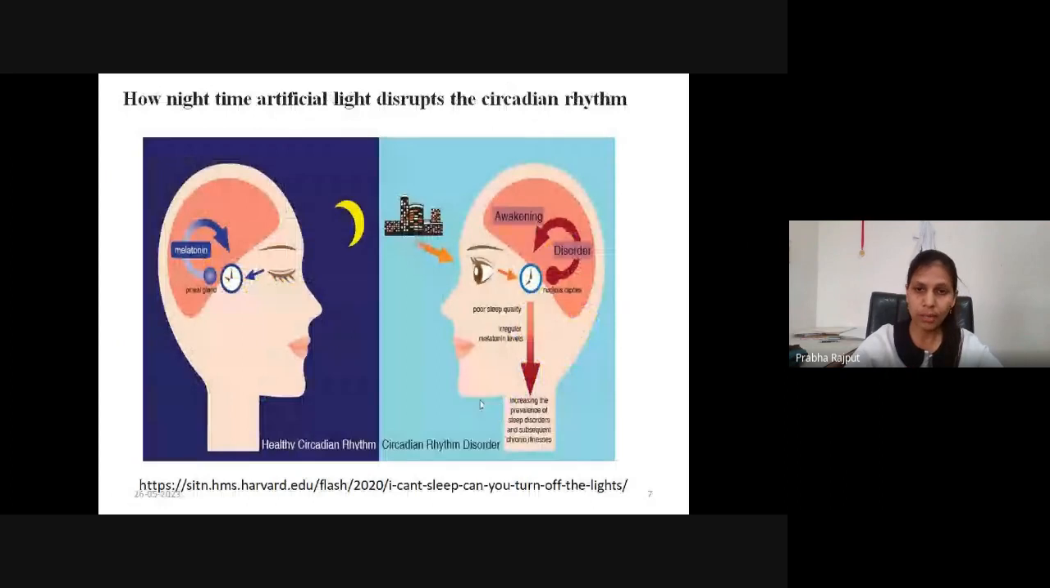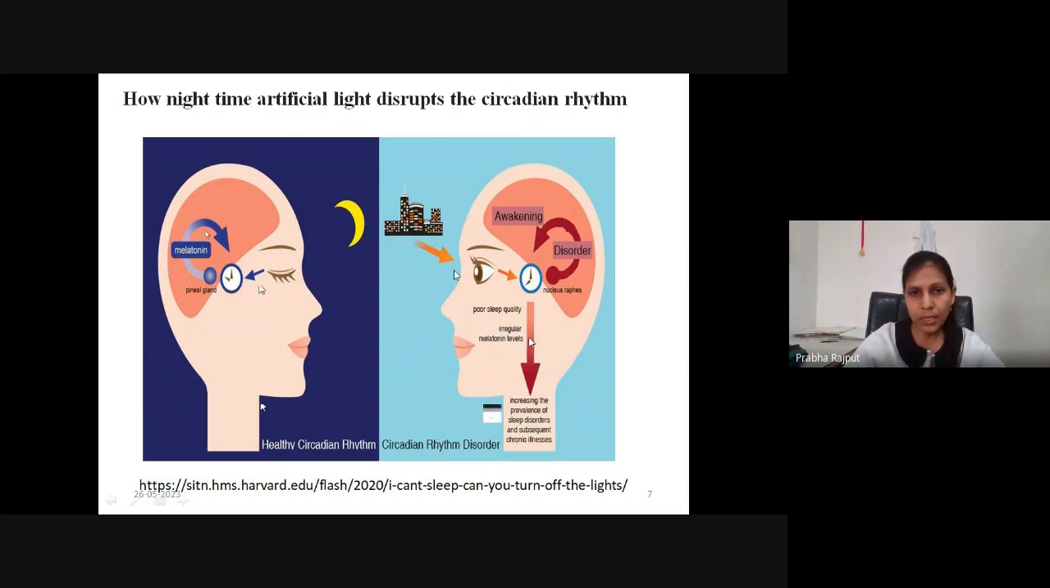So if we talk about how your circadian rhythm is disrupted, in this picture you can clearly see a healthy circadian rhythm: when it is a dark night, your body is not getting any light signal. So your pineal gland will start secreting melatonin, your body will go to rest, and you will feel sleepy and go to sleep.